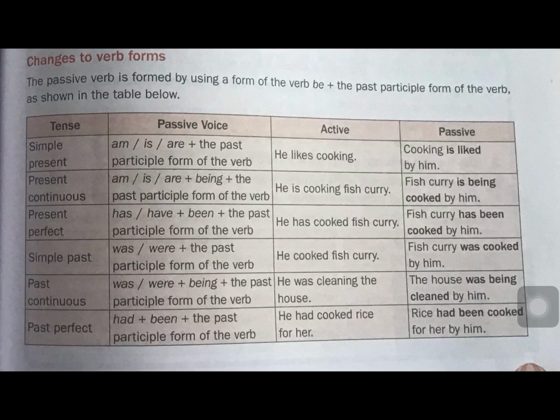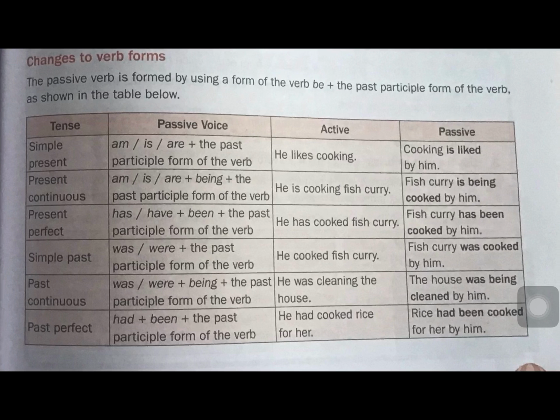Changes to verb forms. See here, children, in this slide, if you observe, along with the tense, how should you write in passive voice? He likes cooking. Then how should you write in passive voice? Am, is or are plus the past participle form of the verb. Cooking is liked by him.